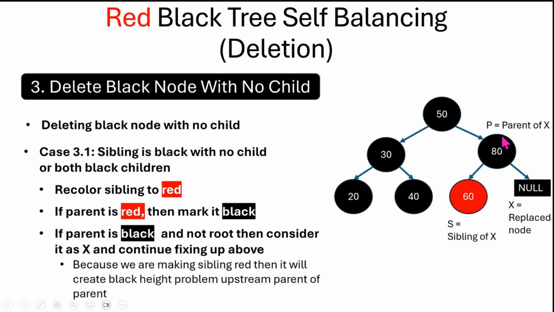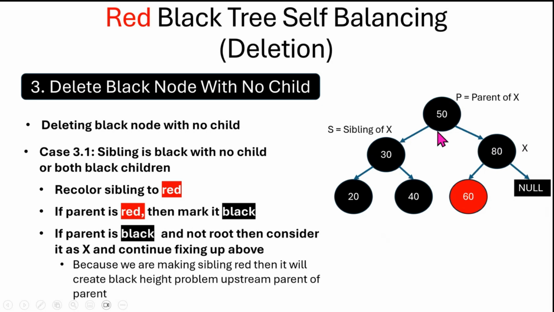So we need to fix this upstream. We consider this P as the new X, and continue to fix until we reach the root. Now X's sibling is black with no child, so both children are black. So we make the sibling red. The parent is black, but it is the root, so it is fine. We don't need to continue fixing above. You can see it fixed the black height property for the whole tree.